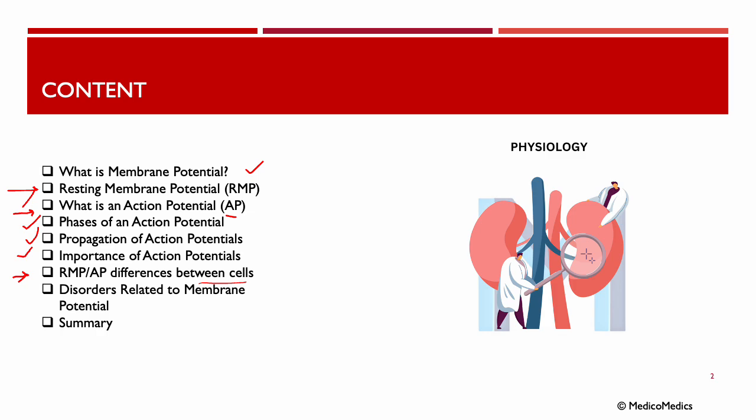So is the resting membrane potential, for example, the same between a cardiac, heart cell, and a neuron, nerve cell? We will also mention some disorders related to membrane potential and end with a summary.